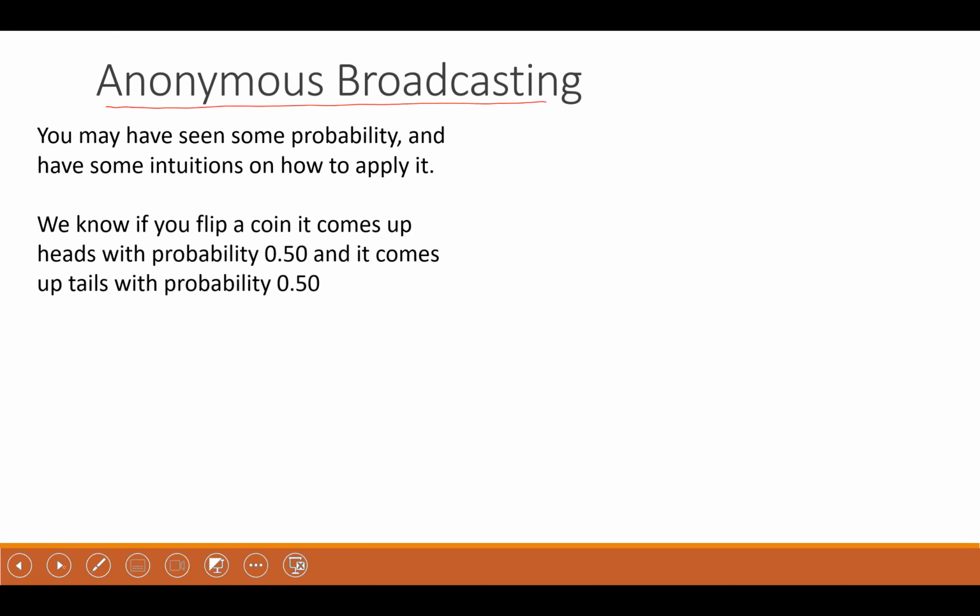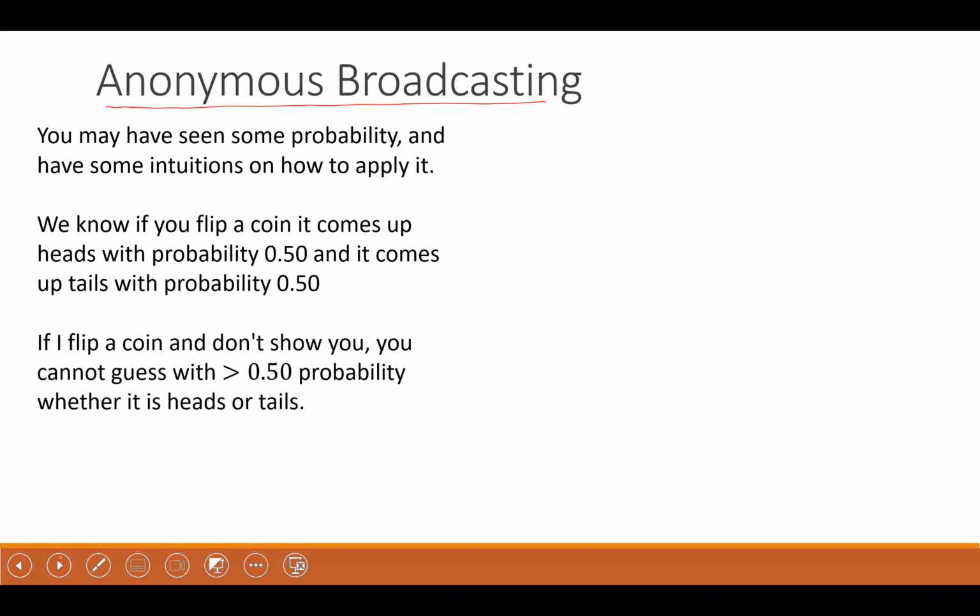If you flip a coin, it's about 50-50, and what 50-50 means is that if I flip it 1,000,000 times, it's going to be pretty close to half the time that it comes up heads. And if I flip a coin and I don't show you the coin, you won't be able to guess it very well. You might guess right 1 out of every 2 times, purely up to chance.